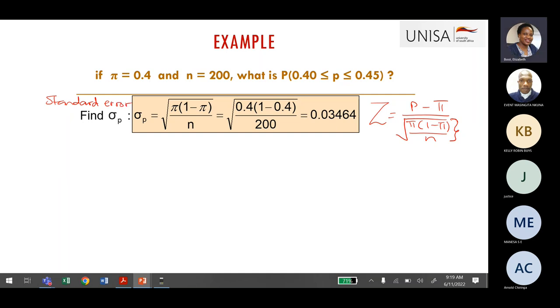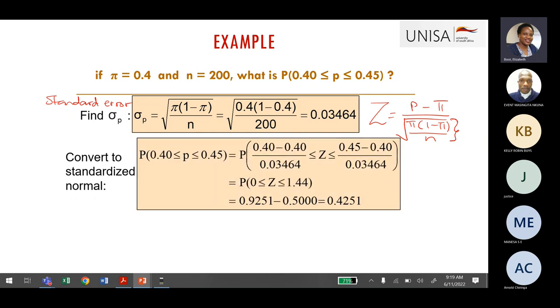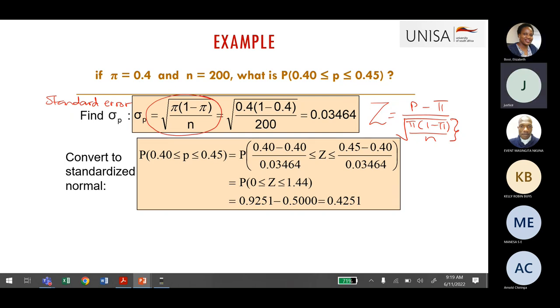Once I have my standard error, I can substitute into the formula to find my Z. Everything under the square root is the standard error. This formula calculates your standard error, or what we call the standard deviation of the sampling distribution of your proportion. The Z-score will be the value that we will use on the table after we have calculated all these values.